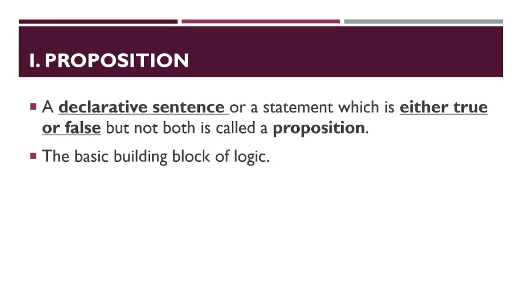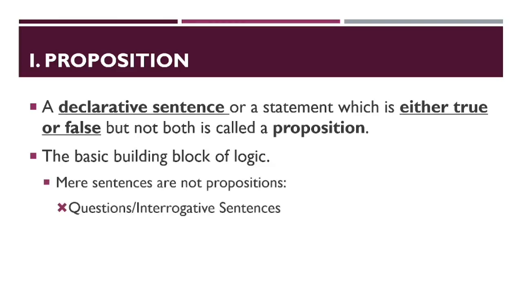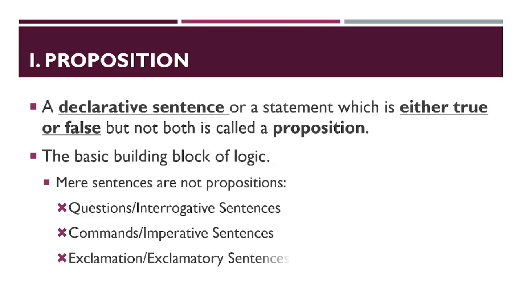In the English language, we have four types of sentences. Number one is the declarative sentence or statement. Then we have questions or interrogative sentences, which end in a question mark. Commands or imperative sentences end in a period like a declarative sentence but tell a command. Exclamation or exclamatory sentences end in an exclamation mark.